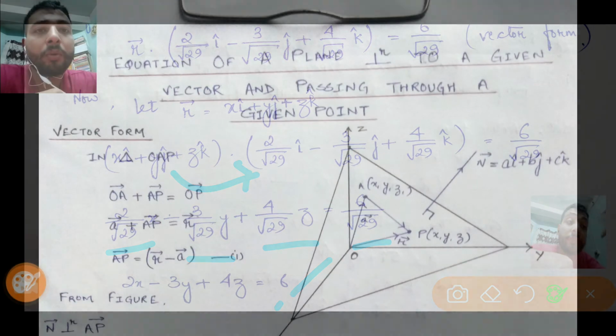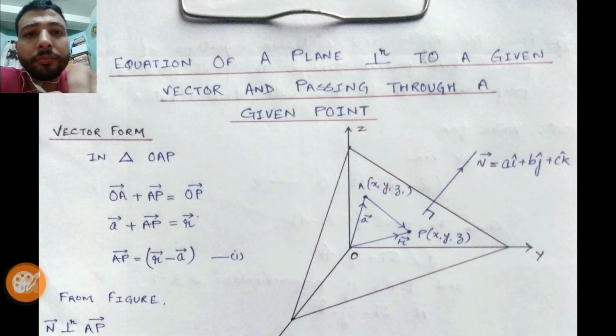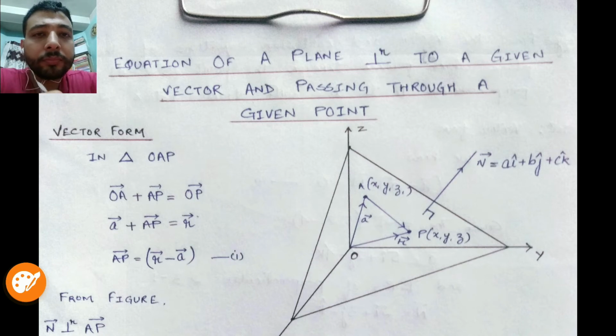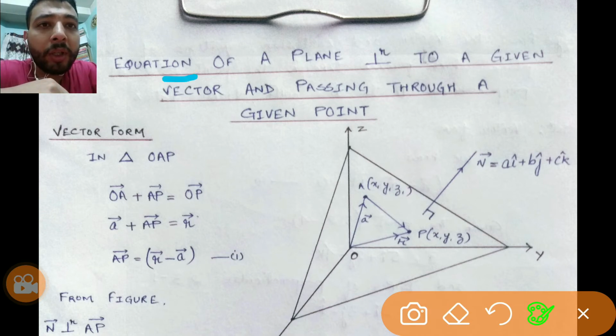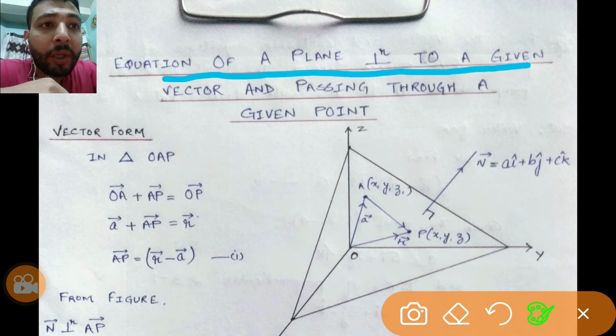So the next thing we will be doing is the equation of a plane perpendicular to a given vector and passing through a given point.